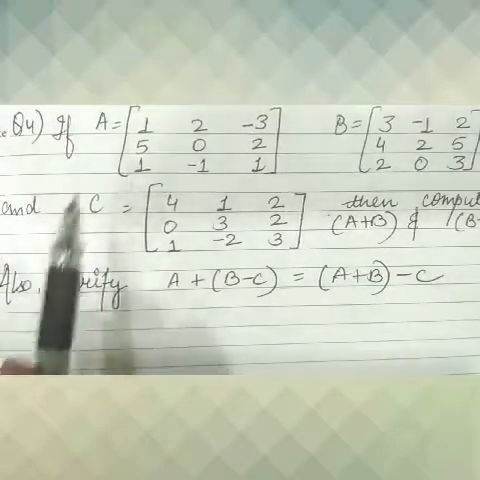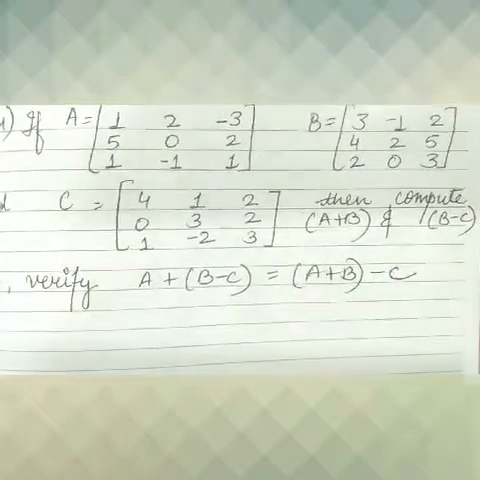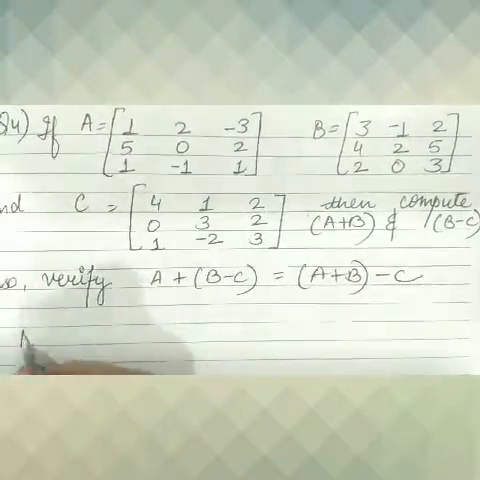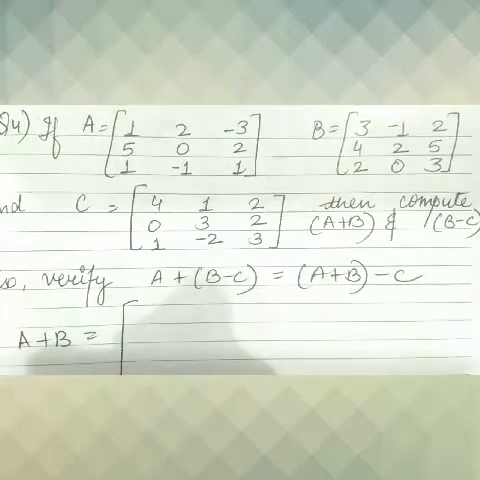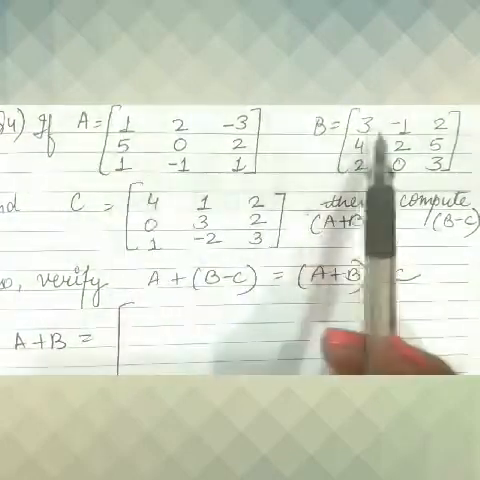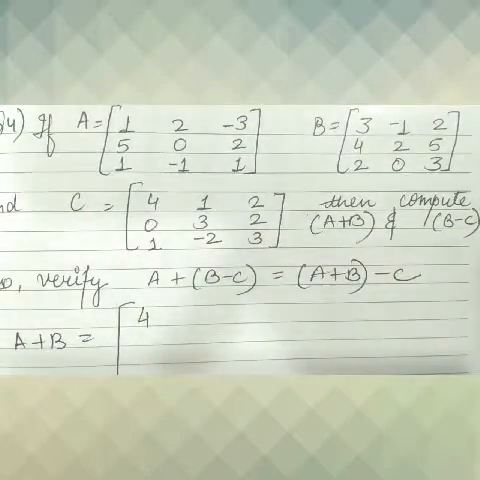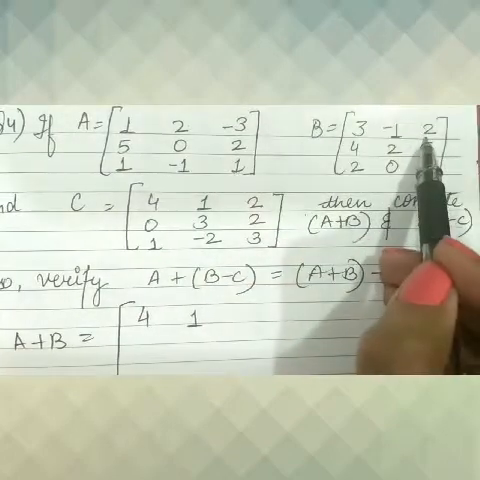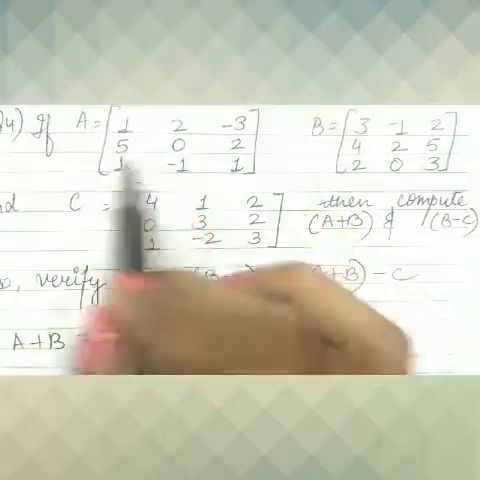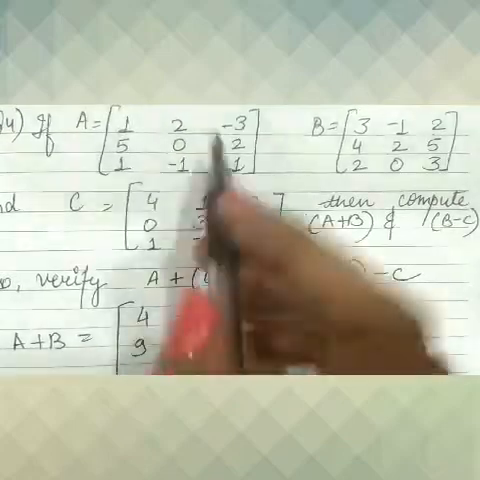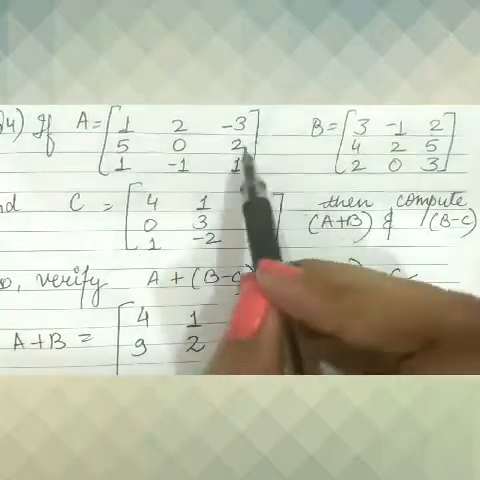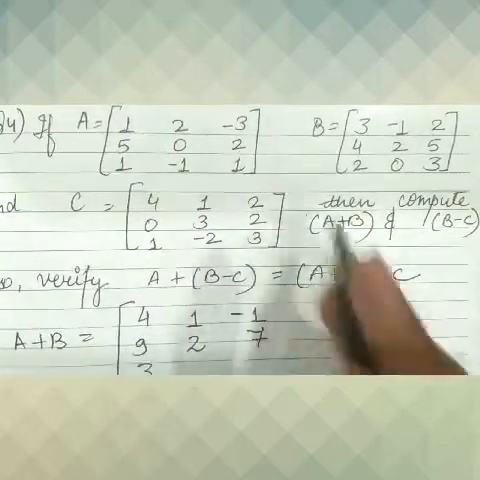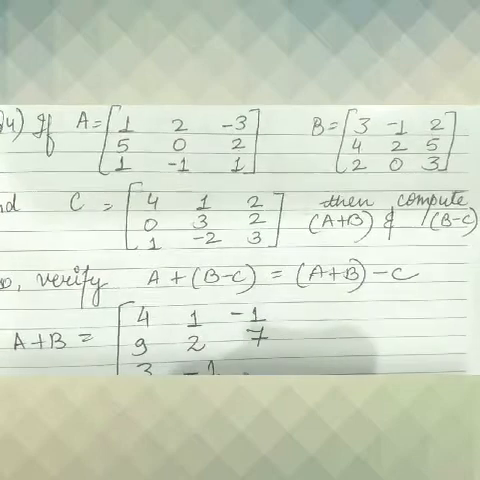In question number 4, A, B and C are the matrices given and we have to compute first A plus B and B minus C. So A plus B will be: add the respective elements. 1 plus 3, 4, 2 minus 1, 1, minus 3 plus 2, minus 1, 5 plus 4, 9, 0 plus 2, 2, 2 plus 5, 7, 1 plus 2, 3, minus 1 plus 0, minus 1.